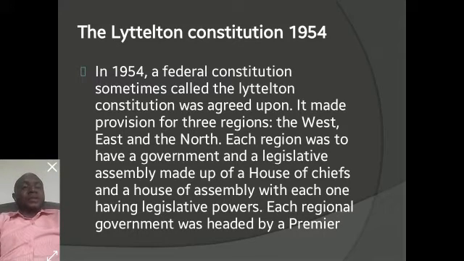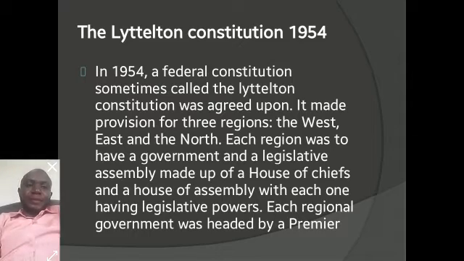Each of these regions was to have a government and a legislative assembly made up of a House of Chiefs and a House of Assembly, with each one having legislative powers. Each regional government was headed by a premier, or that's a prime minister. So you see that there was a sort of improvement on this constitution, unlike the previous one. So in this case, every other region had a House of Chiefs, unlike in the Richards Constitution, where they only considered the North.